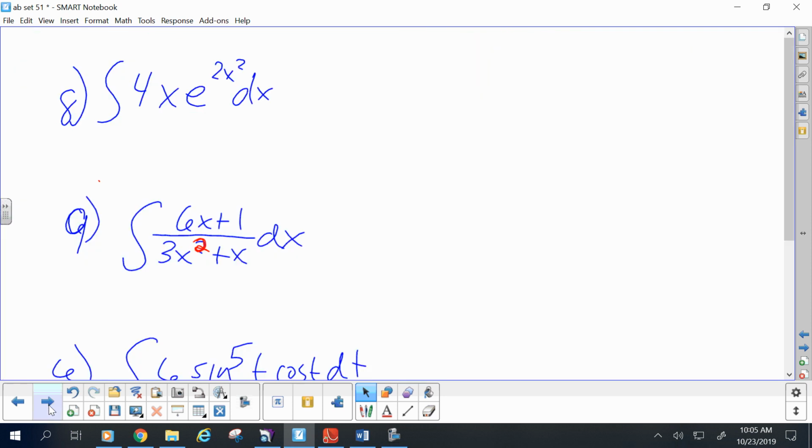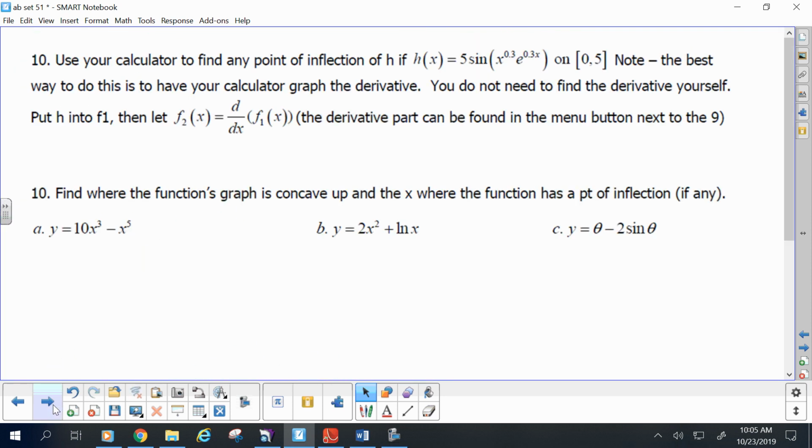Tomorrow we'll do a ton of them, but let's go to number 10. Would you pick up your calculator and get out your fun sheet? This is number 10 on the fun sheet that I handed back that we didn't finish going over. So, get out fun sheet 49.